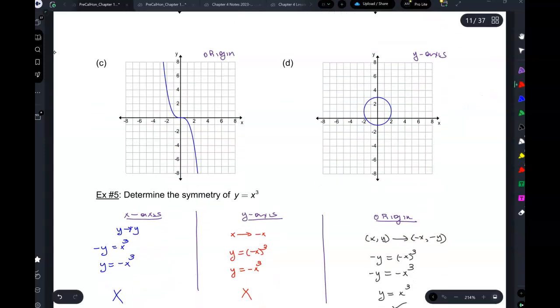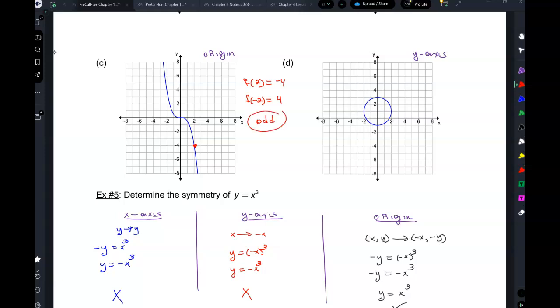All right, now take a look at this one. What's f of 2? Negative 4. Now what's f of negative 2? 4. You see how they're opposite? This is an odd function, right? Because f of 2 is negative f of negative 2.